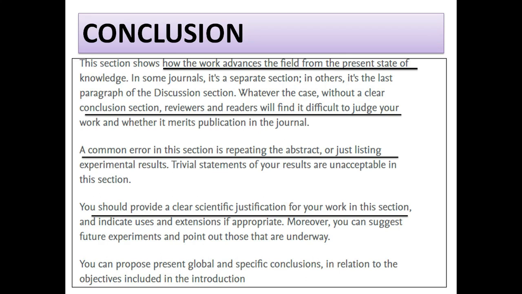Moving on to the last component of your manuscript, the conclusion. This section shows how the work advances the field from the present state of knowledge. There are so many research articles available on the research you are doing, how does it stand out of the crowd? You need to highlight that.